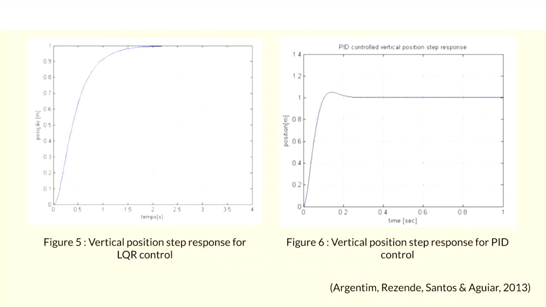Figure 5 and Figure 6 show the position step response for both LQR and PID controllers. It can be seen that LQR performs better than PID as it has no overshoot. PID shows a faster response time, but that does not mean that with disturbances present, it will show consistent results since these controllers are not analyzed for robustness.